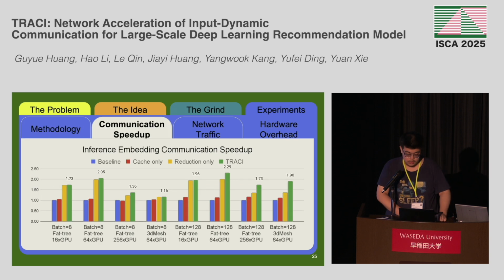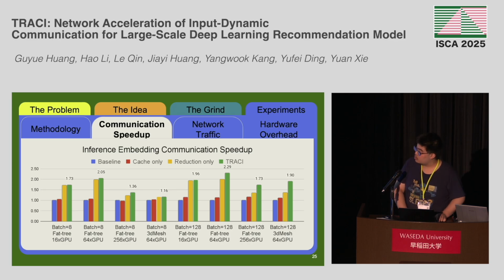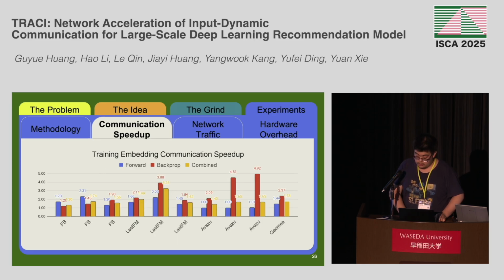This figure shows the communication speedup brought by the cache-only method, the reduction-only method, and the combined TRACI method. We could find that across these settings, we could get up to 2.29x speedup. And for the training embedding communication speedup, the speedups could be even higher, up to 4.92x.